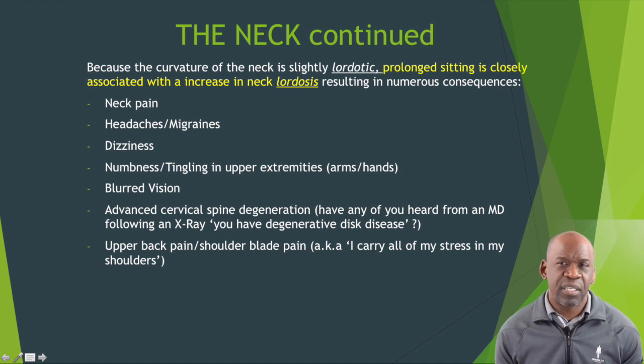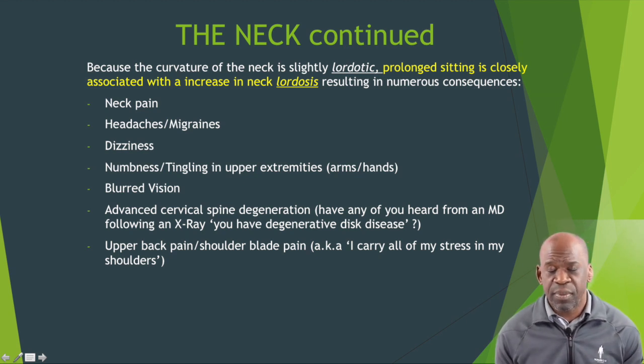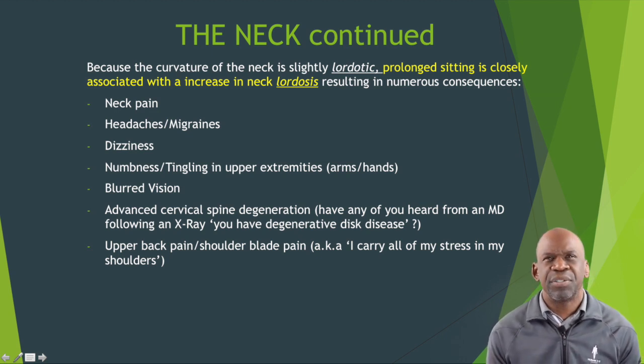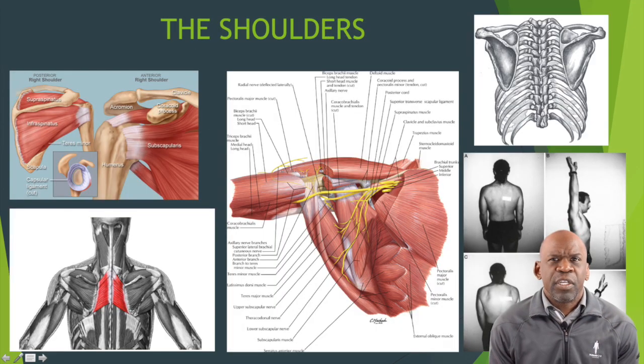And this will manifest itself as pain or headaches or decreased function or muscle spasm or a host of other problems. And here we just see a number of common musculoskeletal complaints that are associated with poor posture and prolonged inactivity. So let's move on to the shoulder.